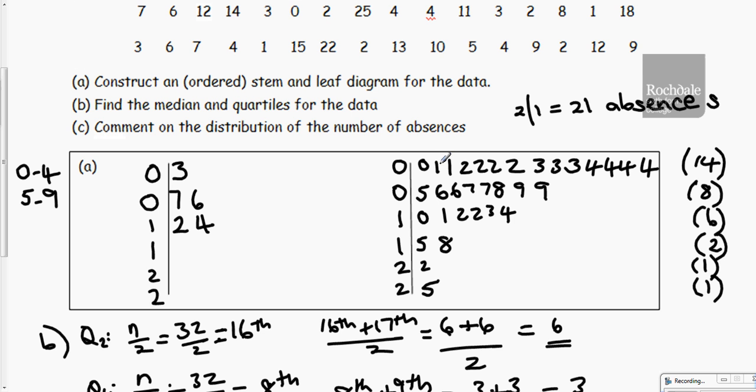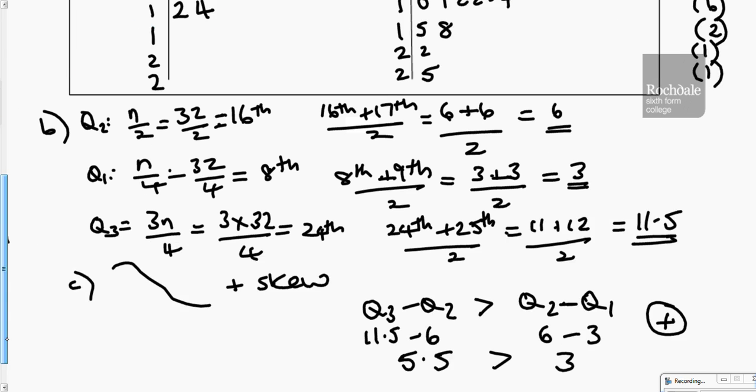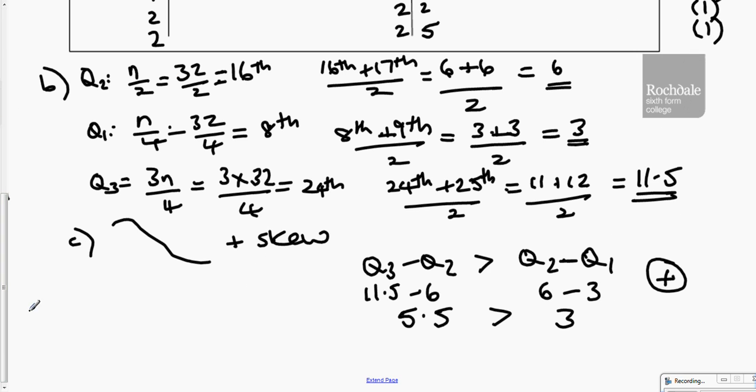And you would expect that, because if we're talking student absences, we'd expect most people to be absent a very small number of times, and only 1 or 2 people to be absent a large number of times. So we would expect the data to be packed at the beginning, very tightly packed, and then become skewed towards the end. So the answer to part C is that there is a positive skew and the data is concentrated at the beginning of the distribution.